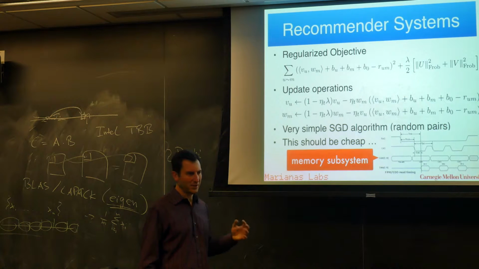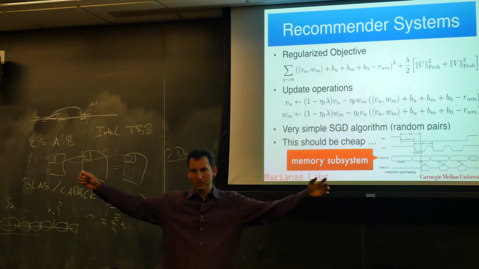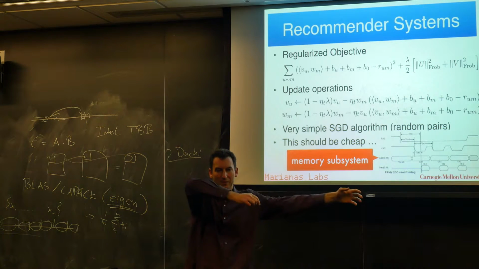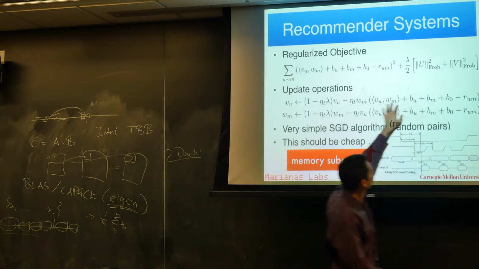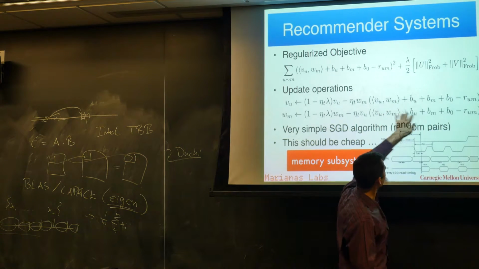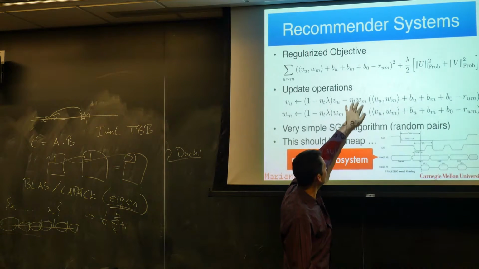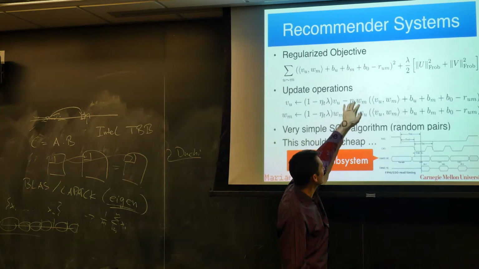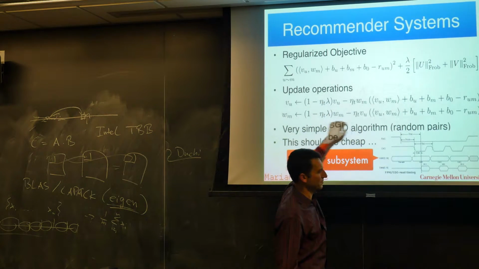So this is about as simple an algorithm as it gets. I basically take a user movie rating triple. I compute the estimate. I look at the true score, take the difference. So that's basically what's happening here. And then I go and update the movie and user parameters appropriately. Okay. So that sounds kind of straightforward, right? And I shrink everything a little bit, but that's pretty much it.